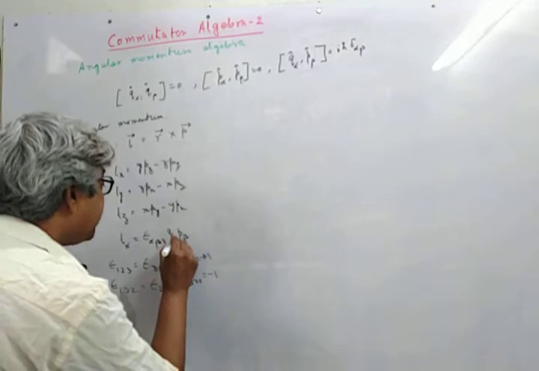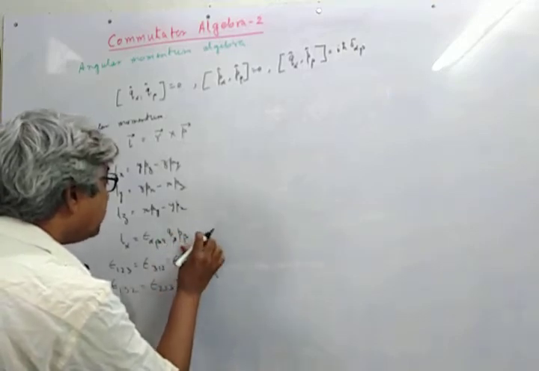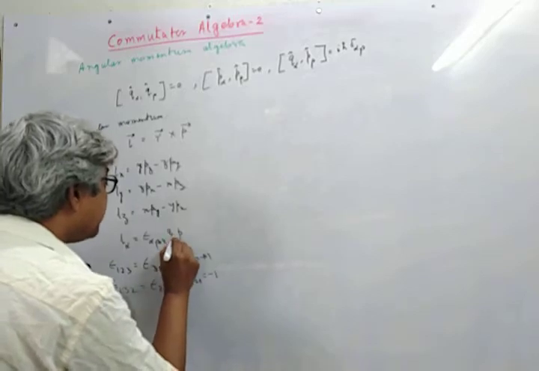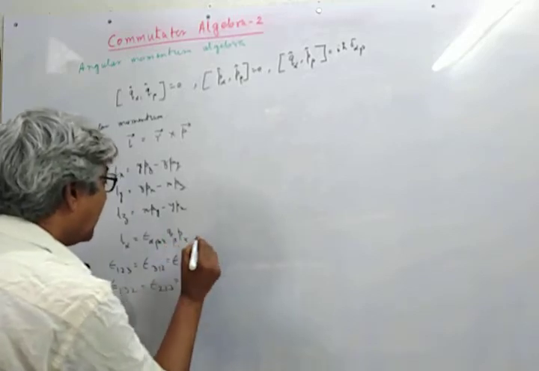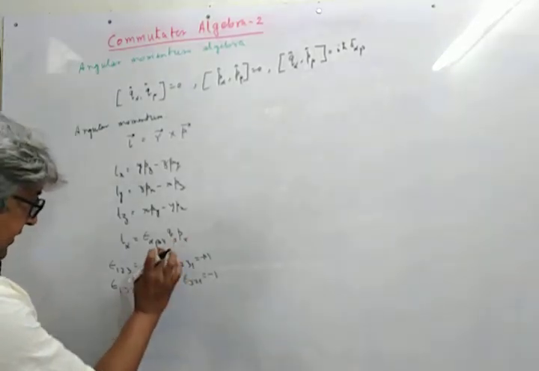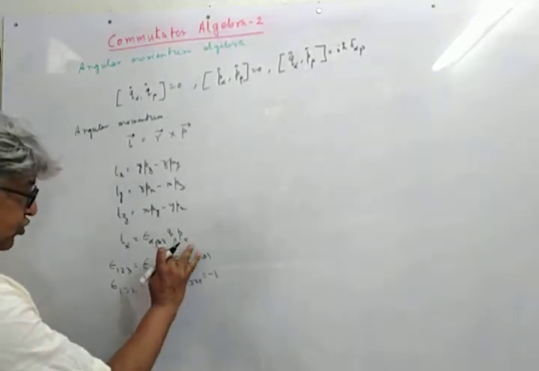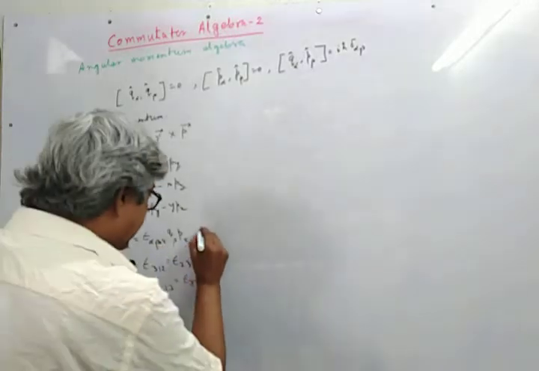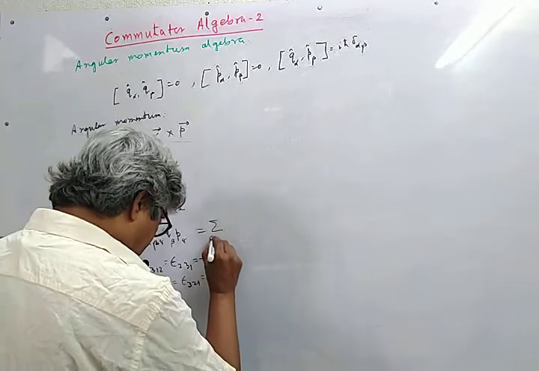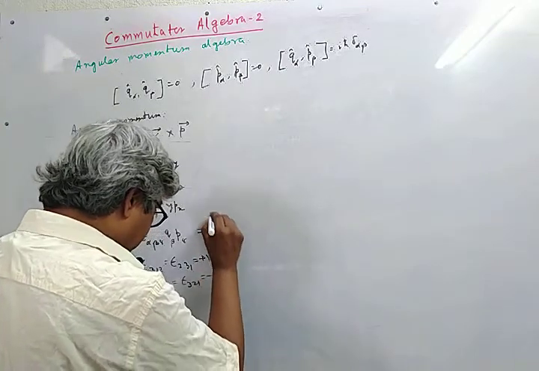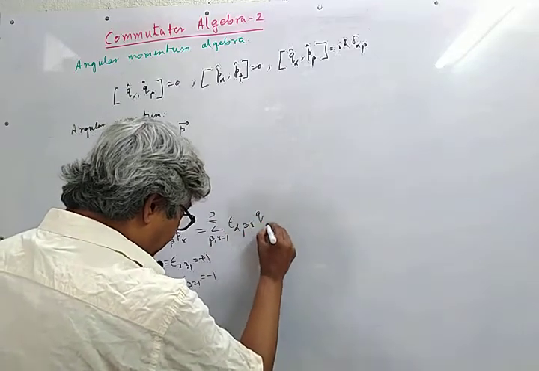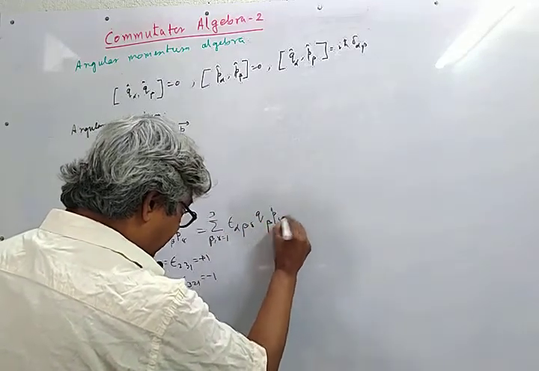Here this is q beta p gamma. Please note the correction. And the repeated index has to be summed over. So basically, if we write it explicitly, it stands for the sum over beta, gamma from 1 to 3 of epsilon alpha beta gamma q beta p gamma.